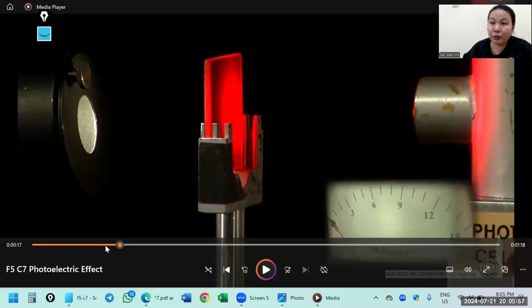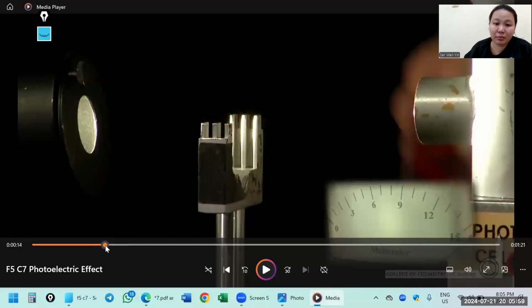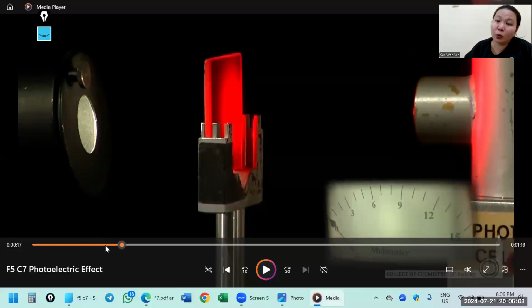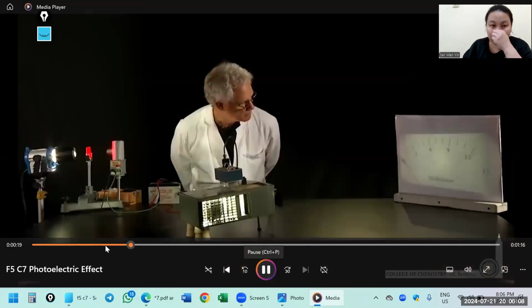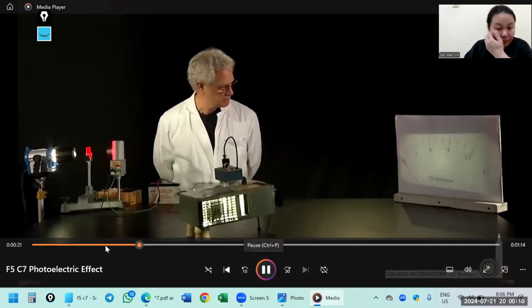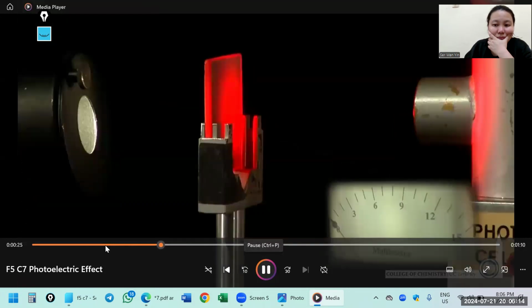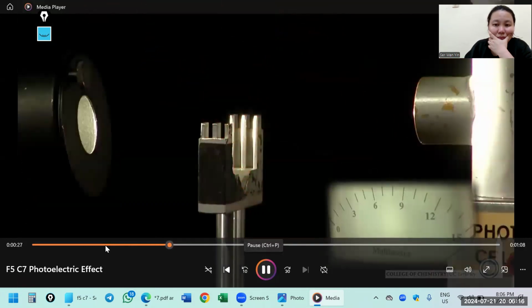See, before he put the light filter, it's maximum. After he puts red, no more current. With the red filter in the path, now only red photons can strike the metal, and you can see they do not have sufficient energy to eject photoelectrons.